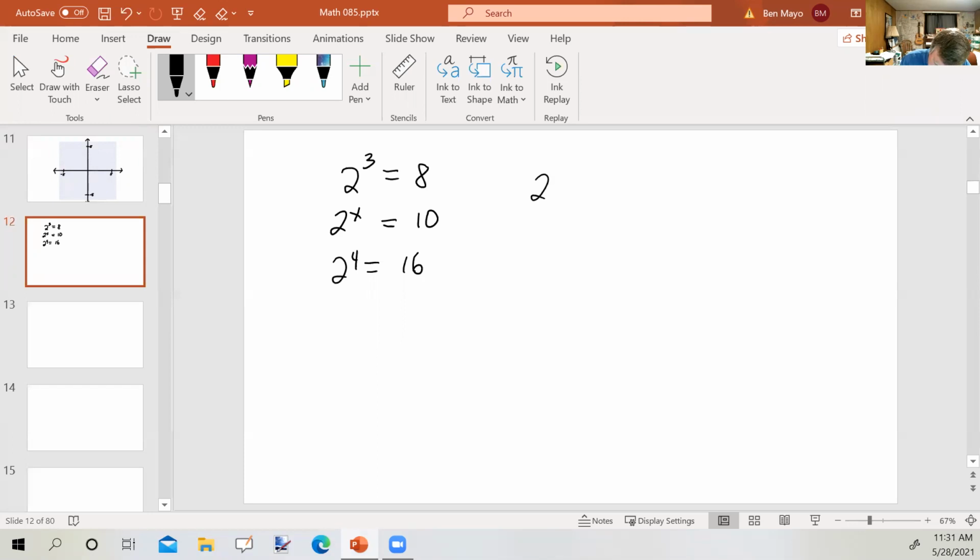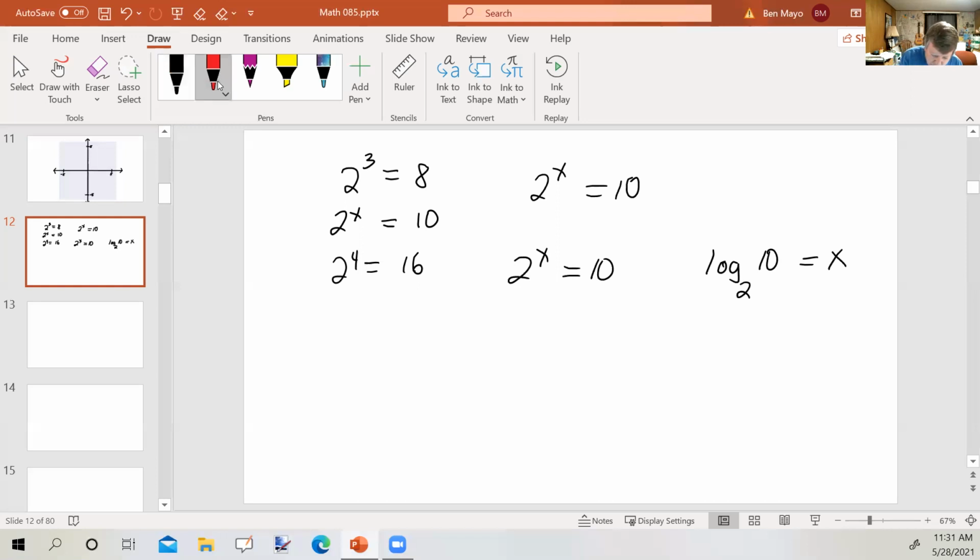So let's take a look at this again. 2 to the x equals 10. What we need to do is isolate that x so that we can solve for it. There's a way of doing that. If we have an exponential equation in this form, we can rewrite it in a form that's called a logarithmic equation. And the logarithmic equivalent of 2 to the x equals 10 would be log base 2 of 10 equals x. So let's put a double arrow there.